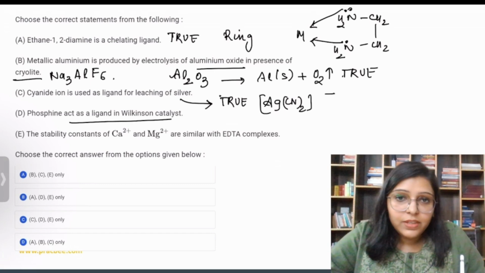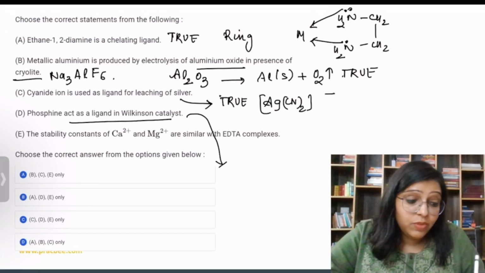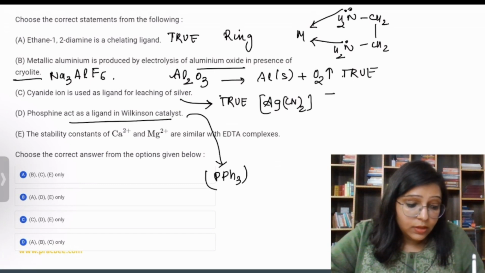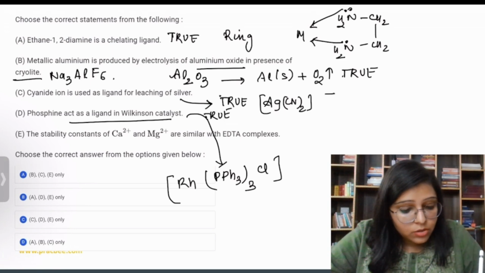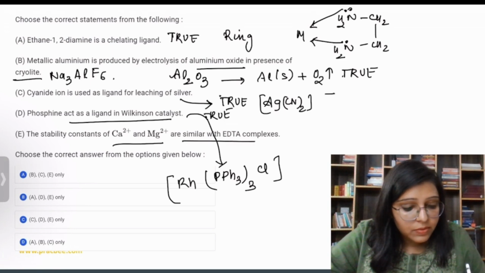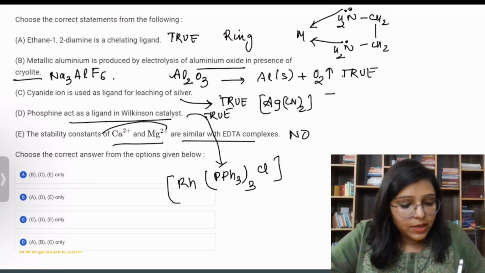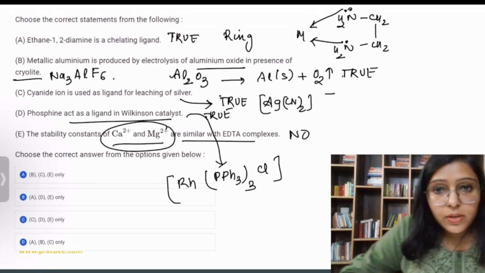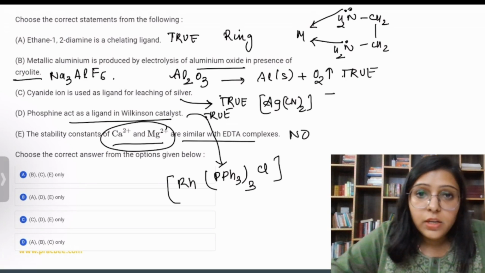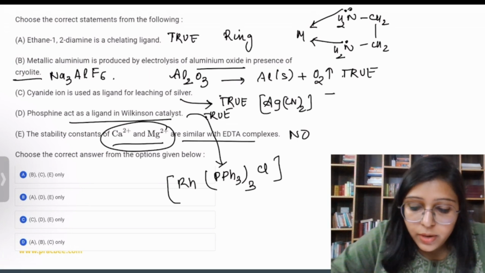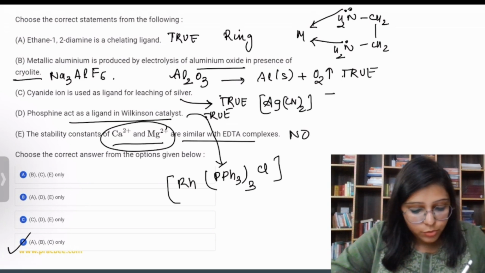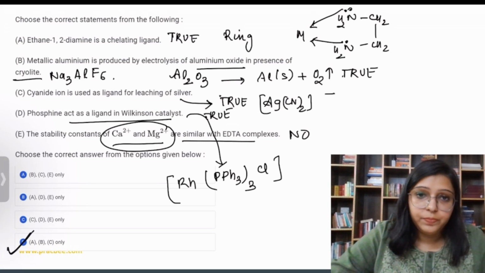Phosphine acts as a ligand in Wilkinson catalyst. Yeah, phosphine, but which one? Triphenylphosphine acts as a ligand in Wilkinson catalyst. Yes. Now, stability constants of Ca2+ and Mg2+ are similar with the EDTA complexes? No, because size matters. The size is different, and if size is different, then the stability is going to be different, right? So which options are true? We can say A is true, B is true and C is true. So option D is the correct answer.